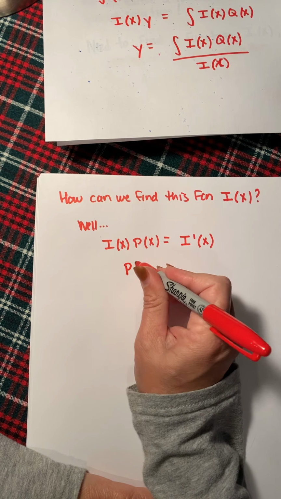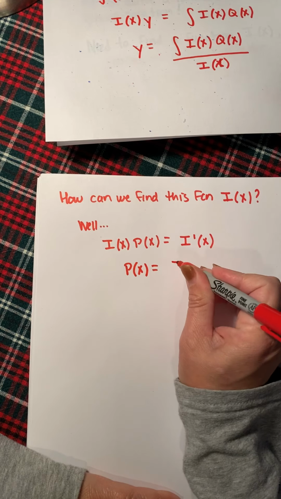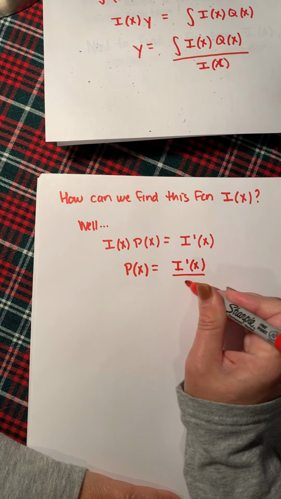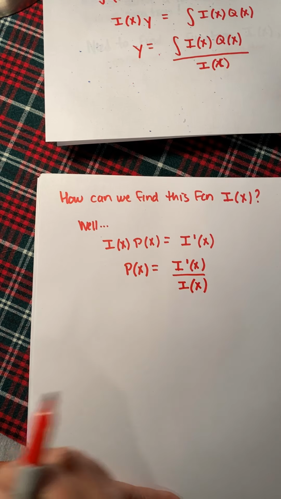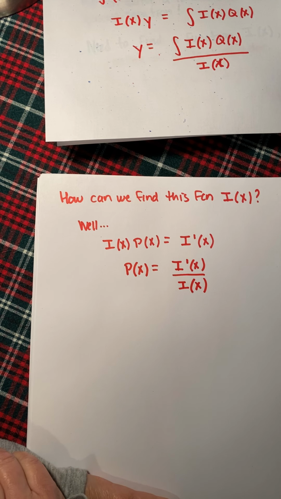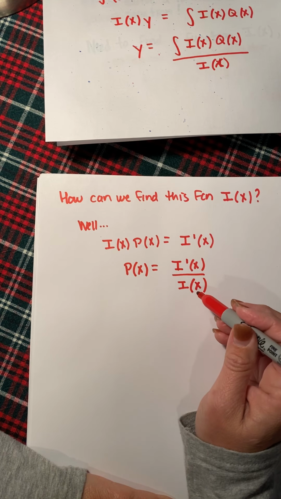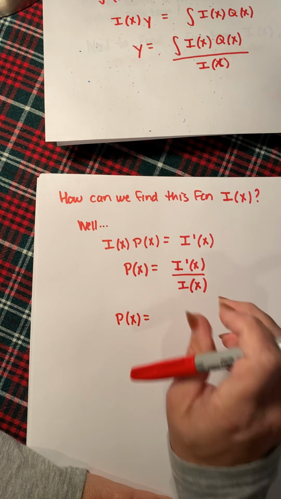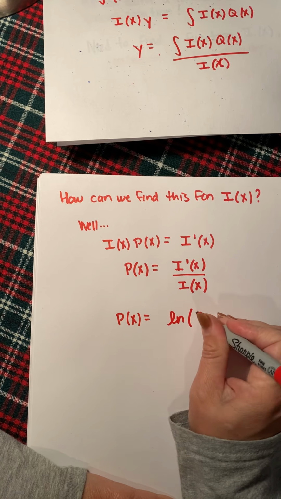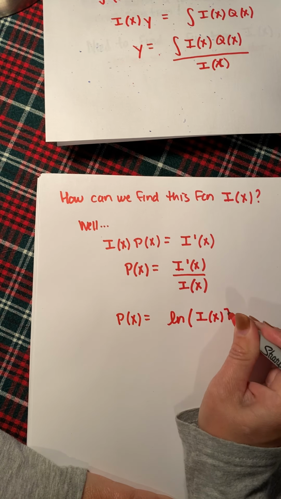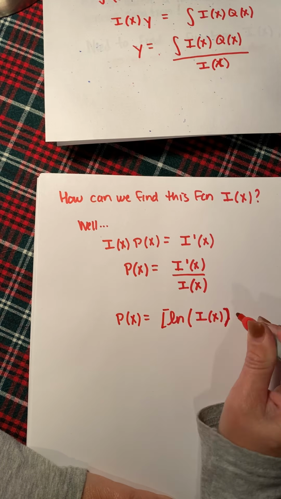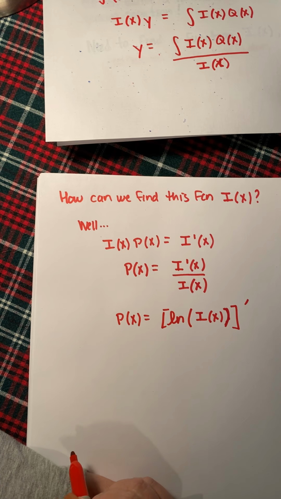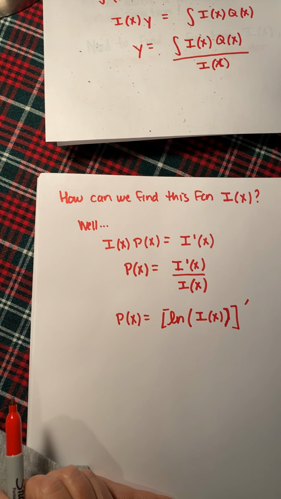So I'm going to rewrite this as p of x is equal to the derivative of this function that we're looking for all over the function itself. I just divided the I of x out from both sides. But notice that this is just, ready? I'm working in reverse here. This left-hand side right here is just the derivative of the natural log of the function I of x. Because the derivative of the natural log of anything is 1 over itself times the derivative of what's inside.